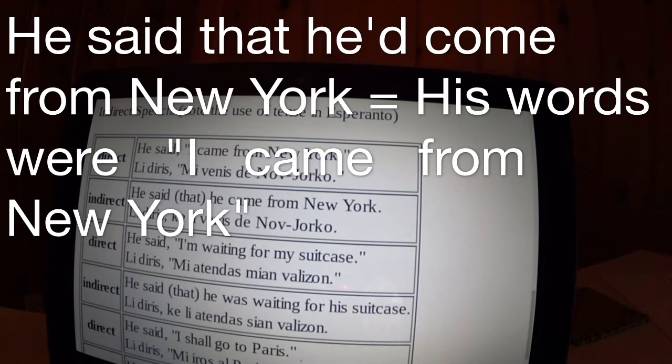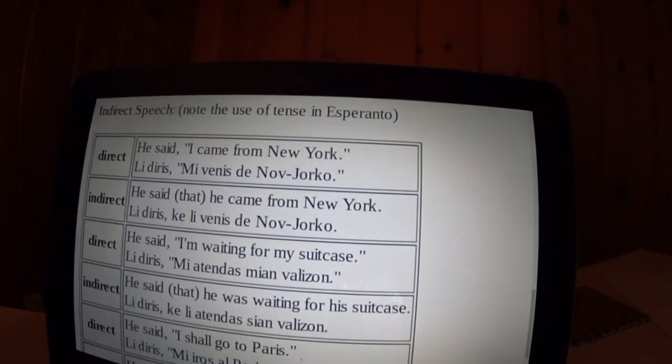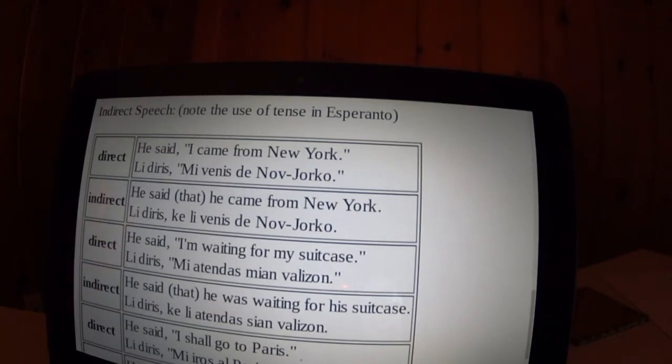All right, somebody comes up to you and says, I came from New York this morning. And so I'll tell my friend about it. I'll say, oh yeah, he said that he had come up from New York this morning. And in Esperanto, we don't change the tense like that. We still say it the same way. Li diris ke li venis de Novjorko.